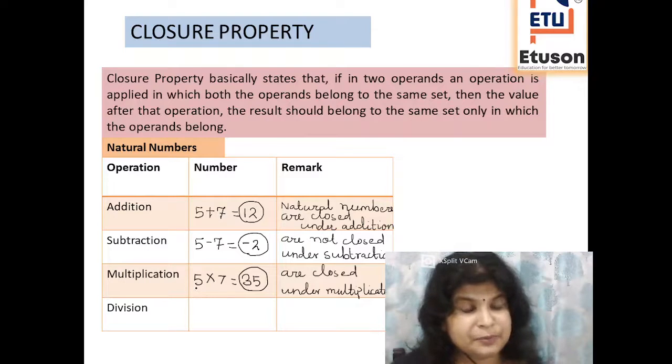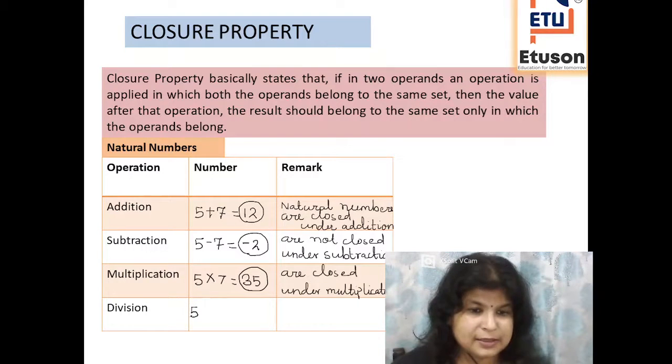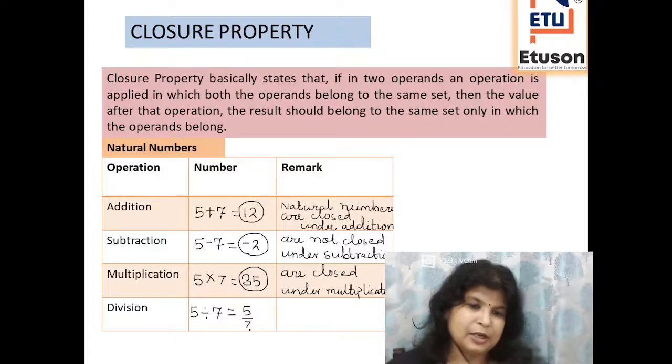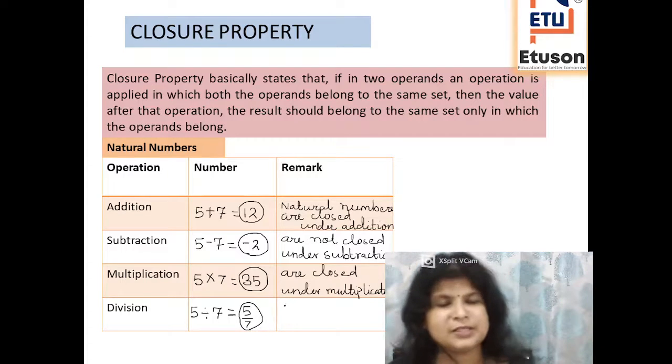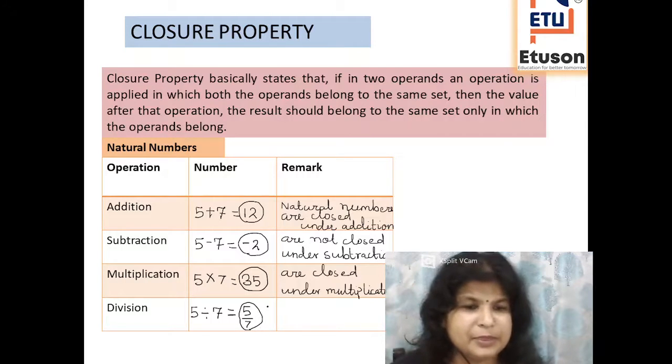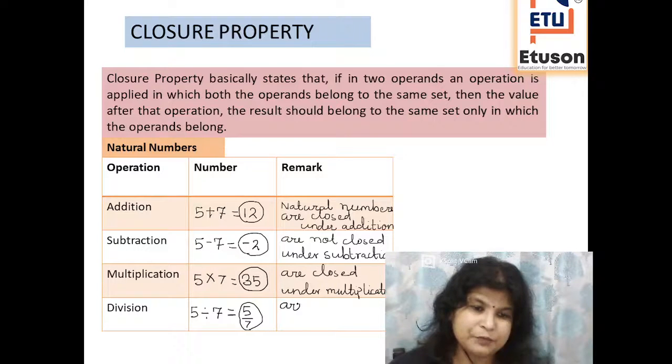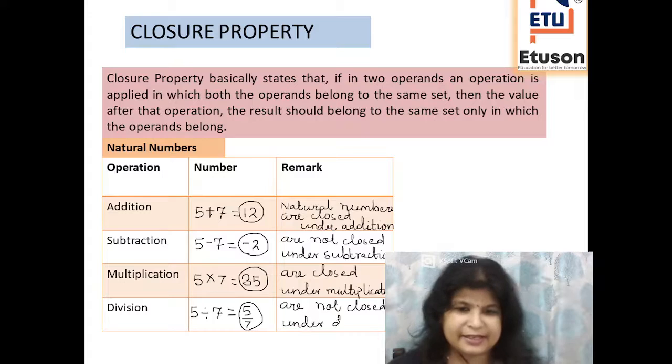Same is the case of division. Let us perform the division operation. So 5 divided by 7, that becomes 5 by 7. Now what kind of number is 5 by 7? Is it a natural number? No, it's not a natural number. What kind of number is it? It's a rational number, a fraction. So we'll write natural numbers are not closed under division.